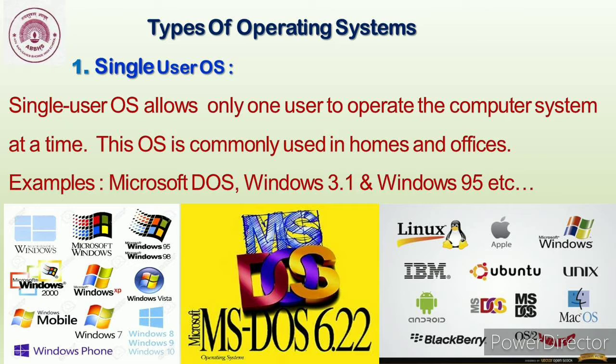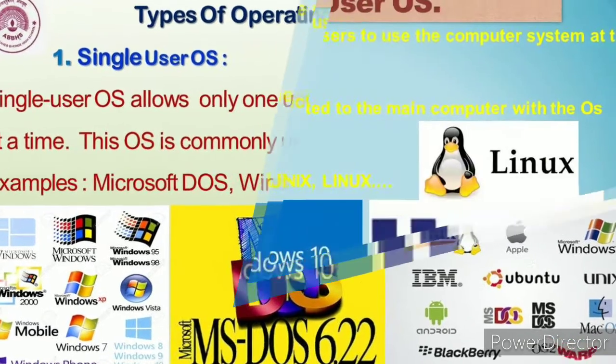Number 1, single user OS. Single user OS allows only one user to operate the computer system at a time. This OS is commonly used in homes and offices. Examples given in your textbook are Microsoft DOS, Windows 3.1 and Windows 95. But to update you, the operating systems that you people use today are Windows 7, Windows 8, Windows 10.